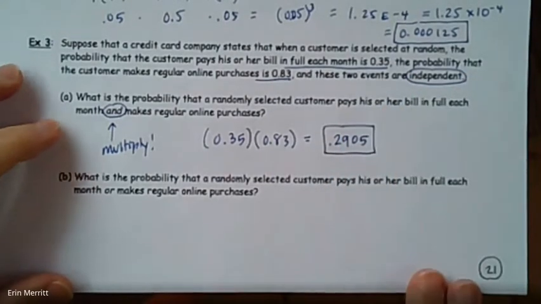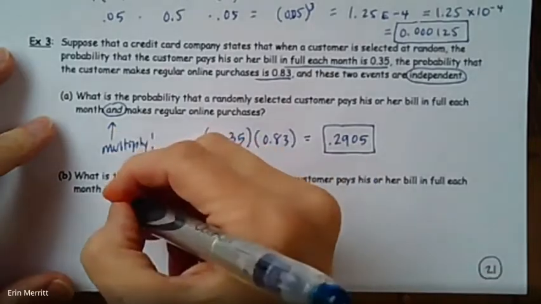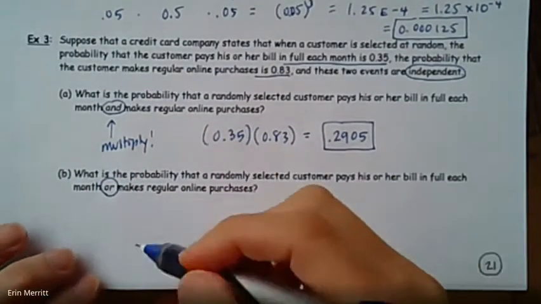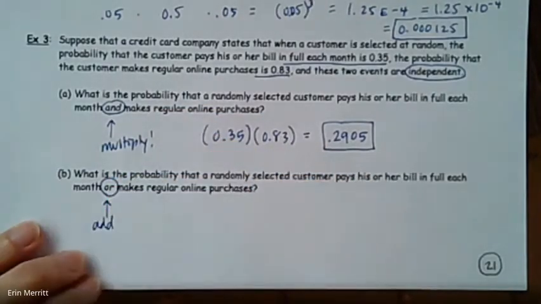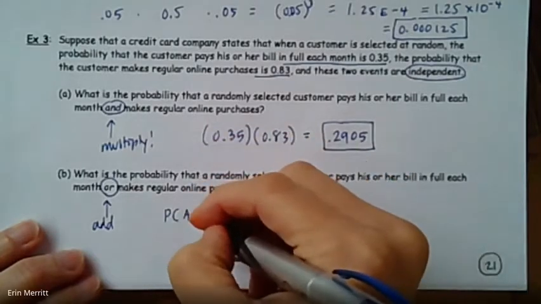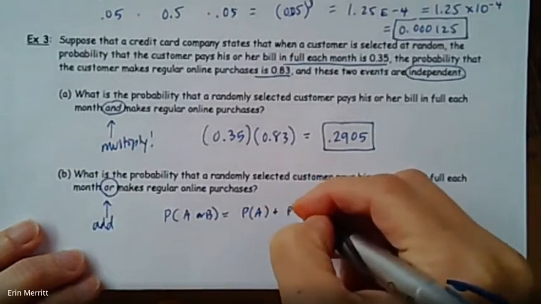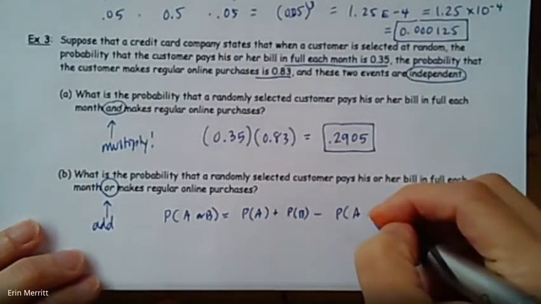Okay, what's the probability that a randomly selected customer pays his or her bill in full or makes regular online purchases? All right, this goes back to what we did yesterday. So a couple things. When we see "or," we should be thinking that we're adding, but we have to think of when we say like A or B, that we're going to add together those two individual probabilities and then subtract anybody in the overlap.